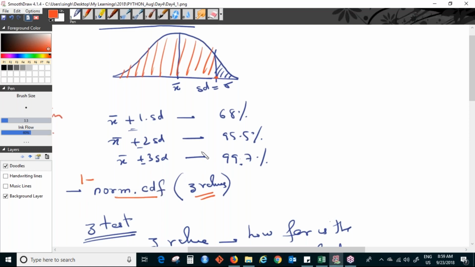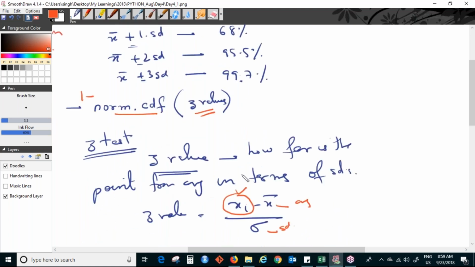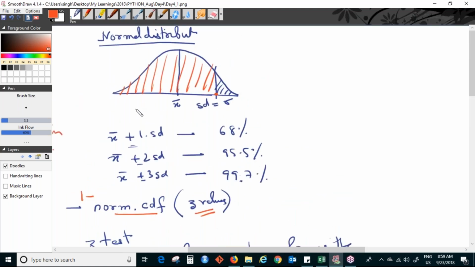So this is the z value, and this entire thing that we see here is called a z test. Z values are found from a z test, and that is how you use it in a normal distribution.